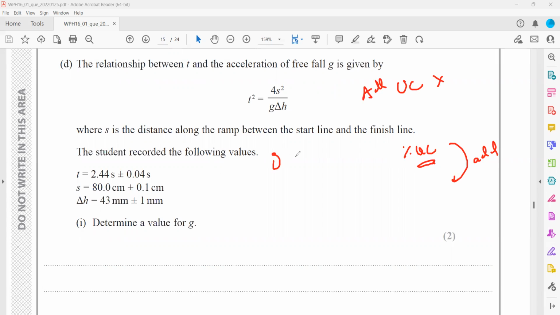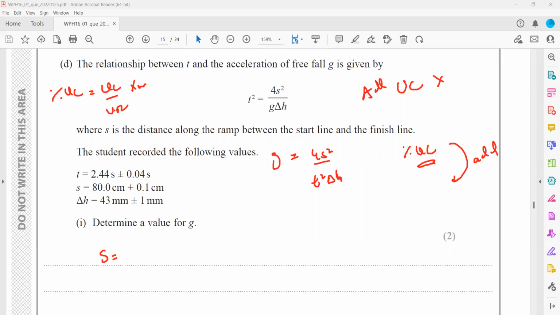So as we are finding the value of g, which is 4s square over t square and delta H, we find the uncertainty in s. How to calculate percentage uncertainty of a quantity? It's uncertainty divided by value recorded times 100. If we use the instrument twice, then uncertainty will be double. But here, as uncertainties are given, we don't have to multiply.